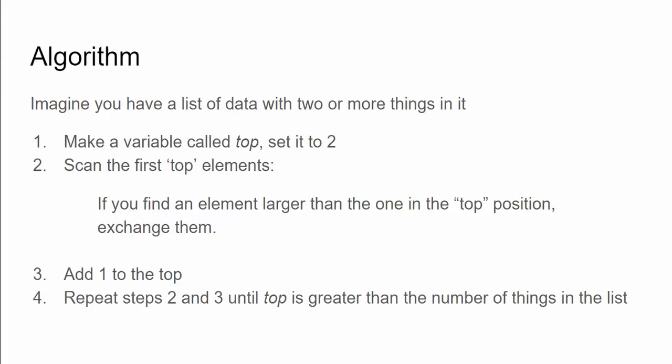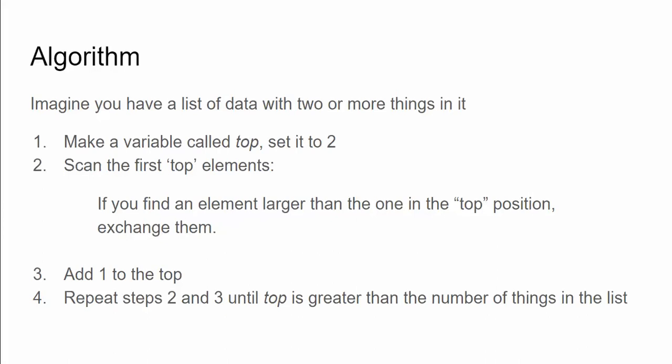Well, imagine we had a list of things, could be 100 things. Let's make a variable called top, and that's how long we're going to pretend the list is. We're going to pretend it has two things in it. Then we're going to scan across our data, and look at every element from the start of the list up to top. If we find an element in the list that's bigger than the one at the top, we're going to exchange them. So things that are bigger will tend to get bubbled to the right.